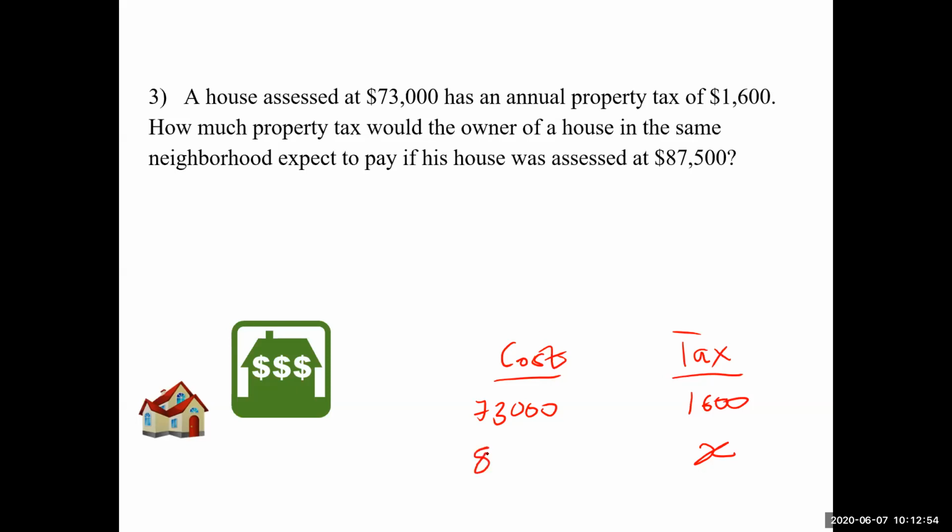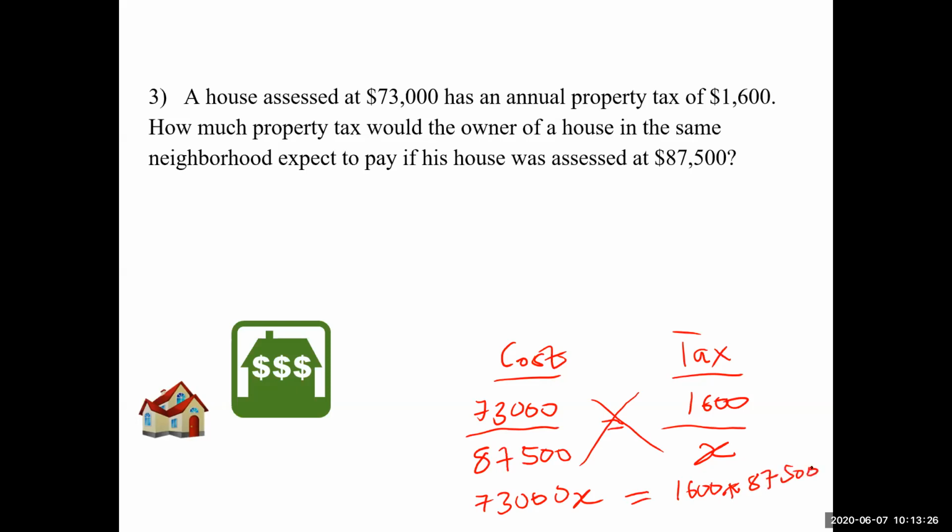Okay, and the house assessed at 87,500. So this is your setup. Now, establish a proportion by introducing a division and equal sign. Okay. Now, cross product. And you have 73,000 X being equal to 1,600, okay, times 87,500. Okay, now you want X, so you divide both sides by 73,000.